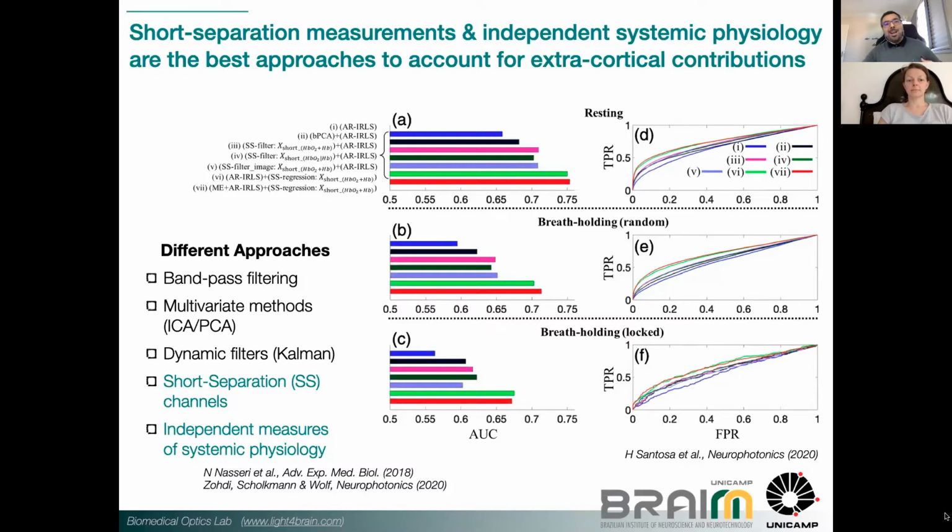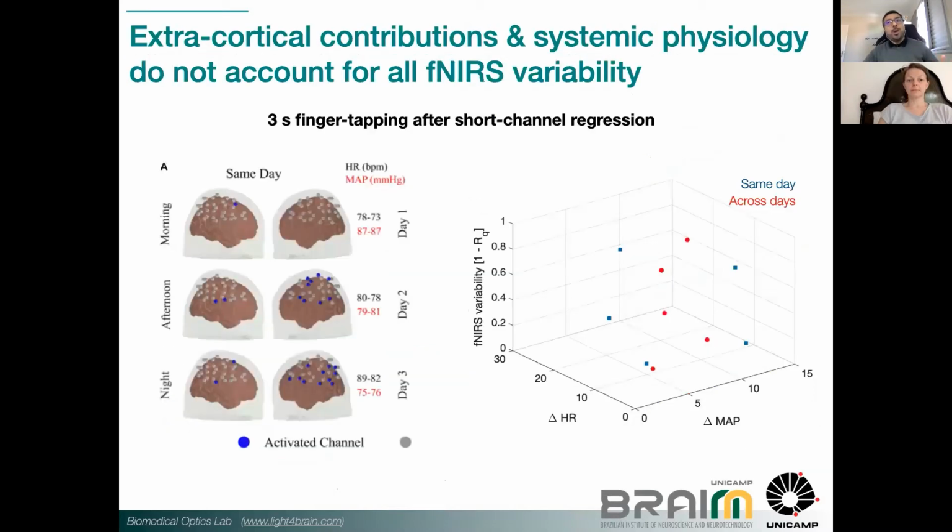However, in the data that we did with the finger tapping, we also monitored heart rate and arterial pressure, and we tried to compare all the variability found in fNIRS with the variability in heart rate and the variability in arterial pressure for all the subjects and for all the conditions. And what we see is that, although it can explain part of the NIRS variability, it doesn't explain all fNIRS variability at the intersubject level.